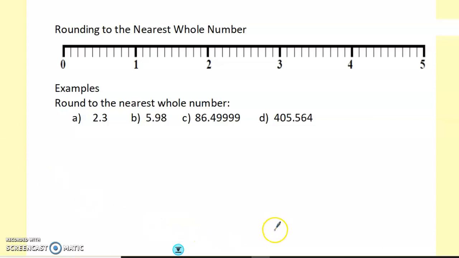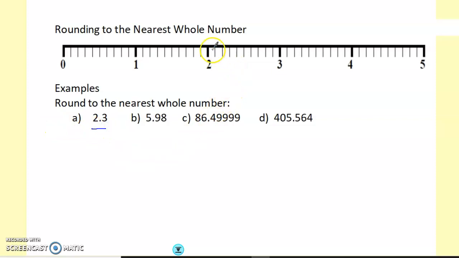Okay. Rounding to the nearest whole number then. So the nearest whole number is the nearest number that does not have a decimal point. Okay, the whole numbers are the ones like 1, 2, 3, 4, 5, 6, but numbers like 6.8, 3 1/4, anything like that would not be a whole number. So we want to round them to the nearest whole number. I'll show you the first couple on the number line, and then we'll go from there.